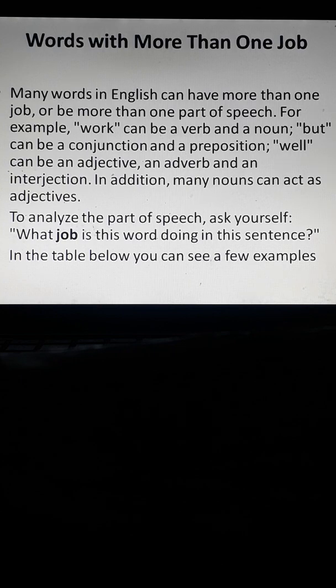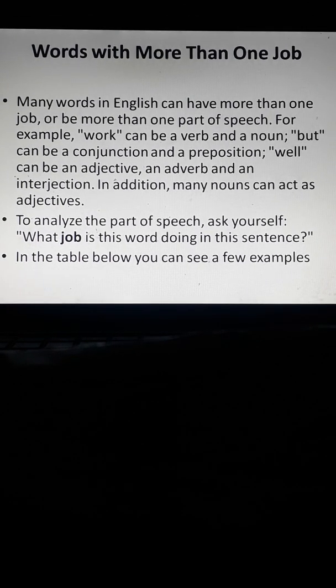Now, all the words which we find surrounding us can do more than one job. Many words in the English language can have more than one job or more than one part of speech. For example, work can be a verb and a noun. But can be a conjunction and a preposition, and so on and so forth. To analyze the part of speech, what we need to do is to ask ourselves, what function or job is this word doing in this sentence? And that is how we will come to know whether the word is a noun or a verb or an adjective. To understand more clearly, students, you can understand this through the table below, where a few examples have been shown.